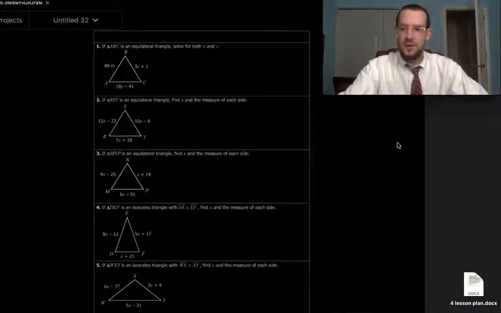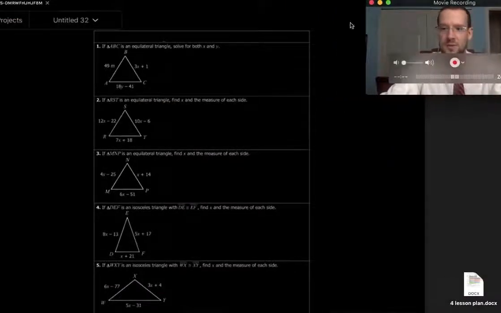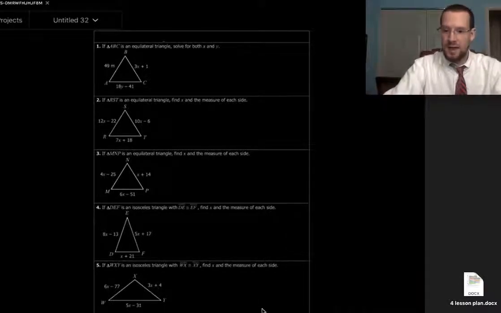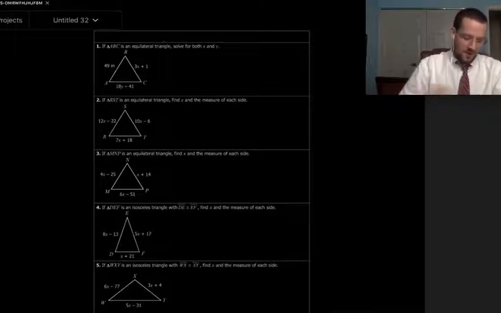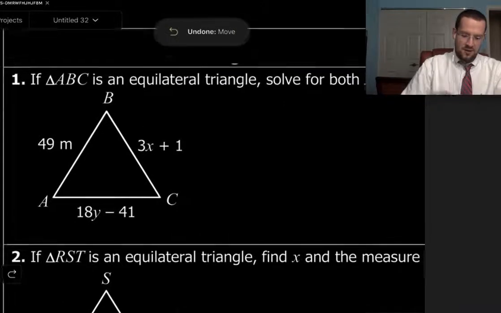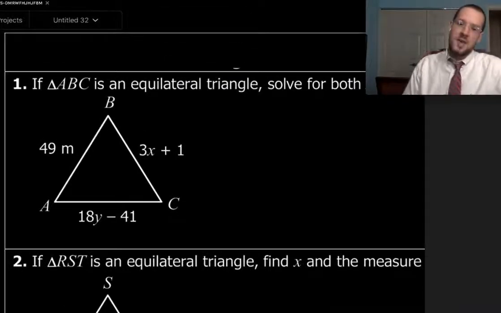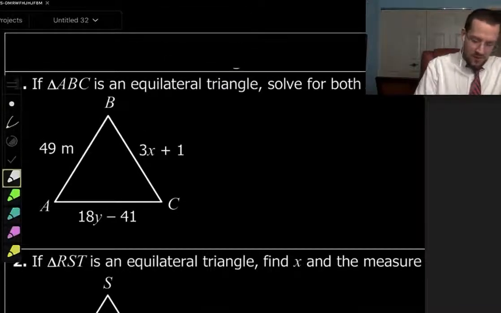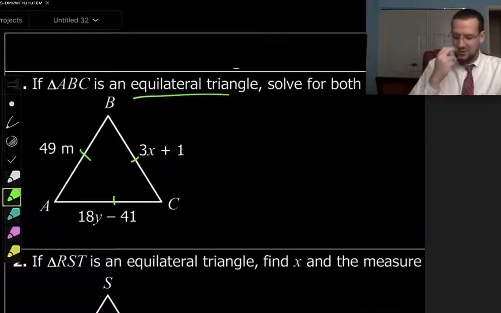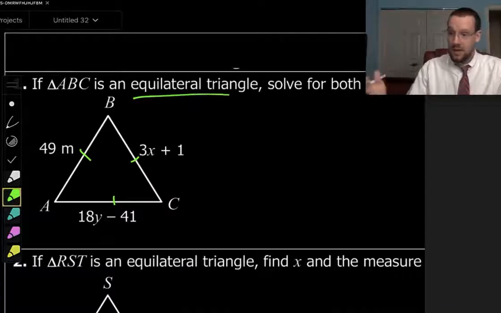Today we're going to continue on triangles, and jump right into the algebraic properties. So let us take a look at some triangles and use some algebra to get to the bottom of some of these problems. First we have a couple different means. What we're going to do is look at just the sides of the triangle. This one says that triangle ABC is an equilateral triangle. So that means that all of these sides are the same, and we want to solve for both x and y.